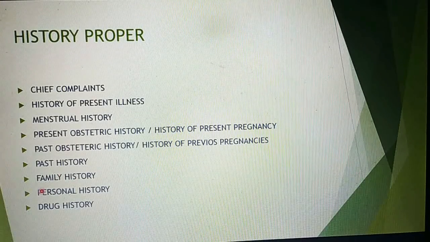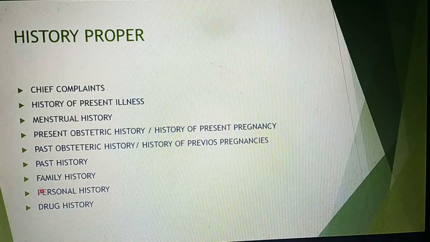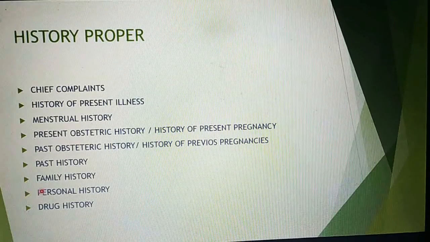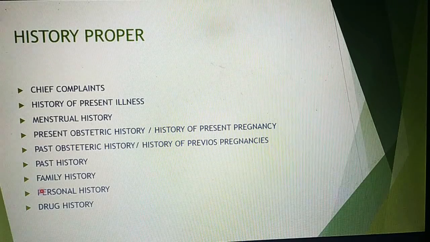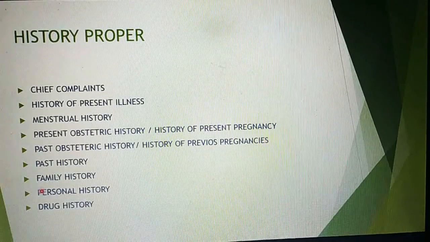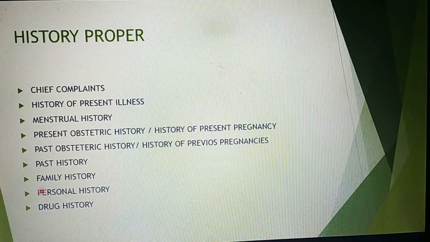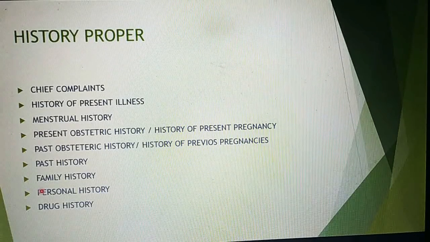In family history, you should record family history of diabetes, hypertension, tuberculosis, multiple pregnancy, any blood disorder like hemophilia, thalassemia, history of birth of baby with any congenital anomalies like some neural tube defect or any other congenital or chromosomal disorder like Down, Klinefelter, Turner, etc.